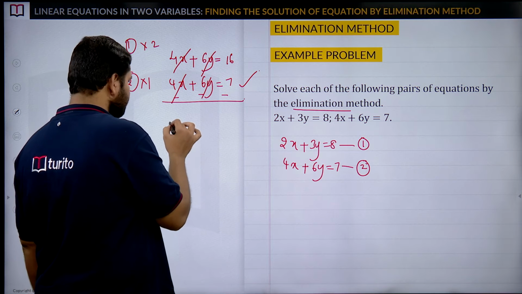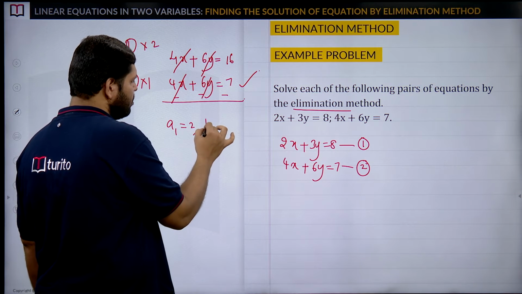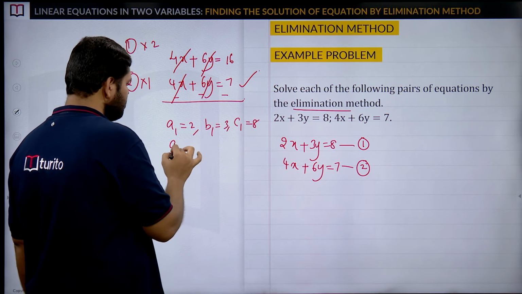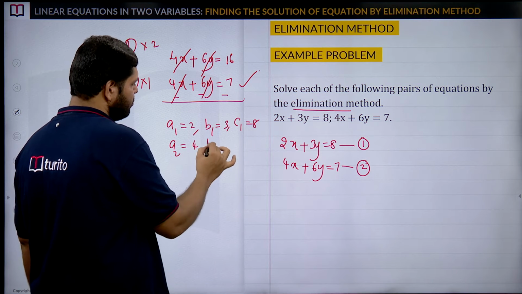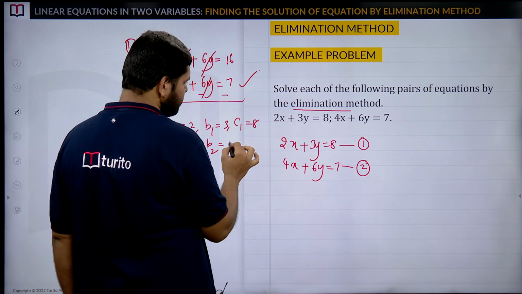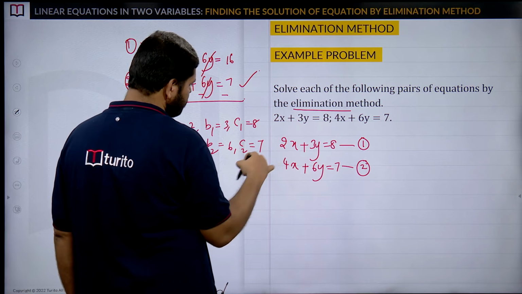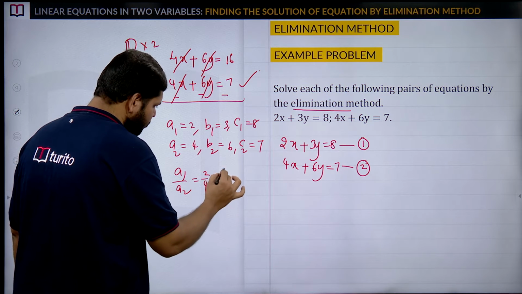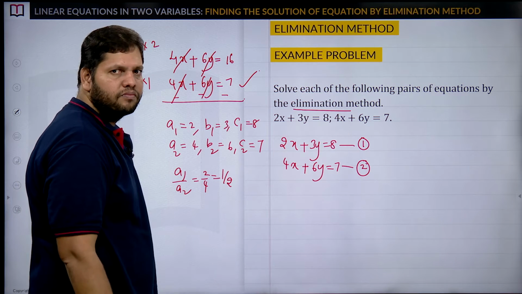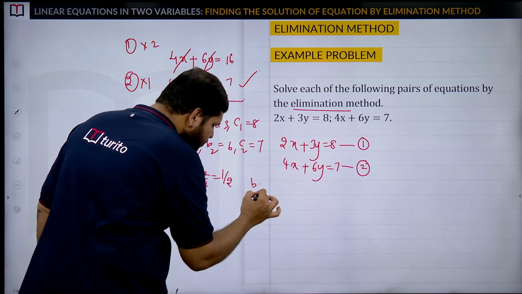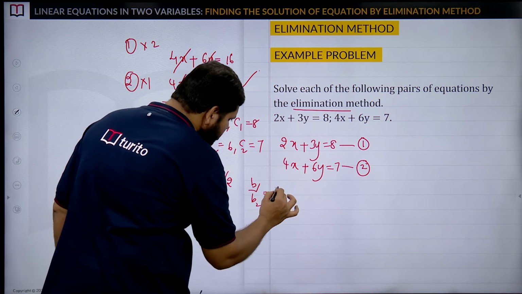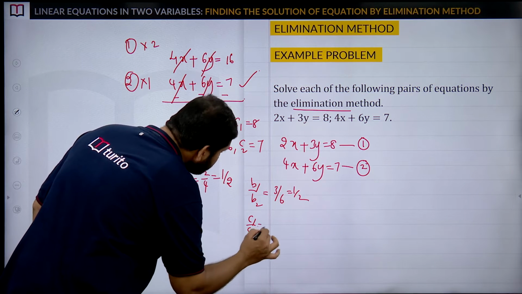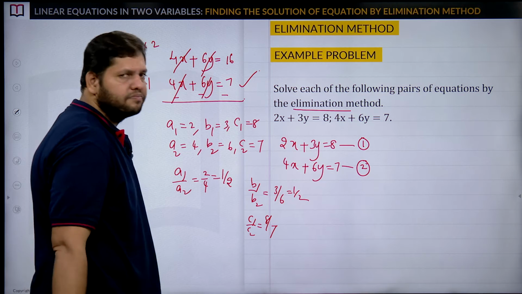So what I am writing, children: first write down a1 is equal to 2, b1 is equal to 3, and c1 is equal to 8. a2 is equal to 4, b2 is equal to 6, and c2 is equal to 7. So children, a1 by a2 is 2 upon 4, so the value is 1 by 2. And b1 by b2 is 3 upon 6, again the value is 1 by 2. Again c1 by c2 is 8 upon 7.